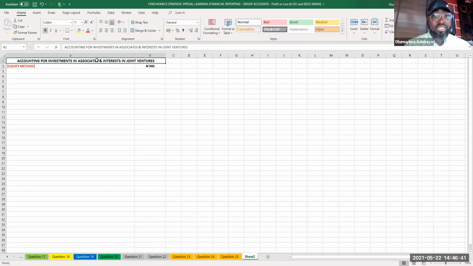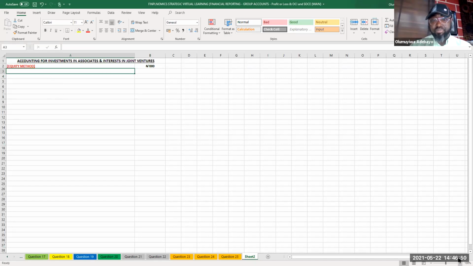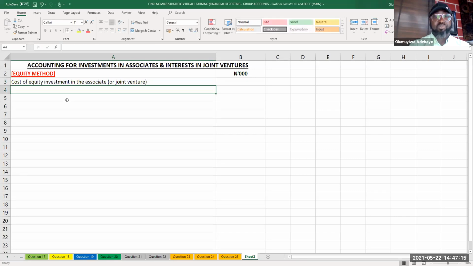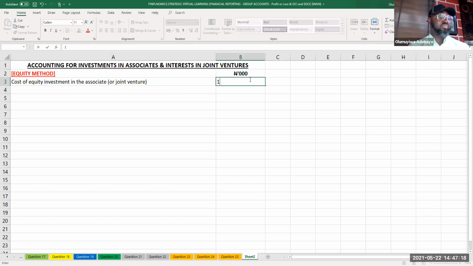Now, what equity method is saying is very simple. It's saying that the first point of call is your cost of equity investment in the associates or joint venture. Let's say it is 100,000.